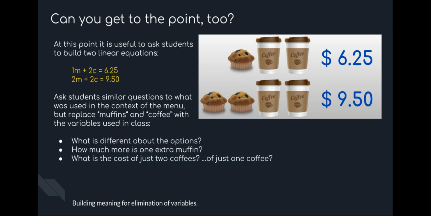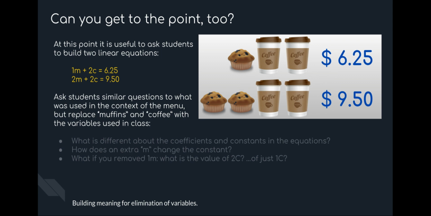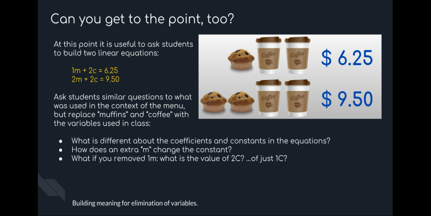Before, we asked what is different about the options, how much is one extra muffin, what is the cost of just two coffees and of just one coffee. Let's replace these with very similar questions about the variables and the constants in the equation. What is different about the coefficients and constants in this equation? How does an extra m change the constant?